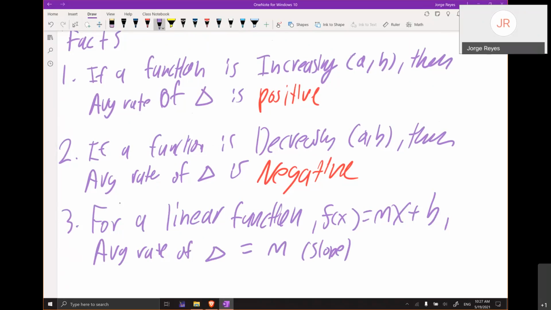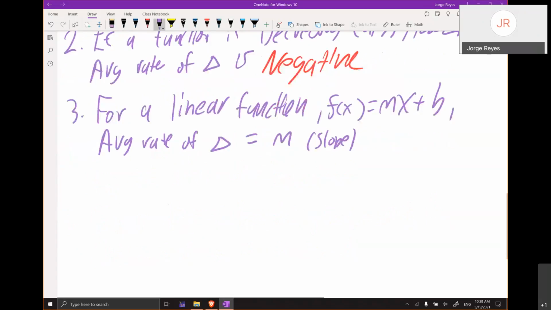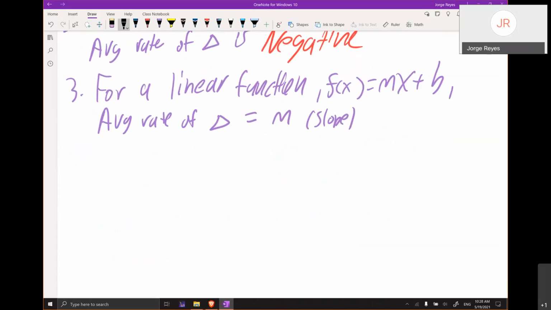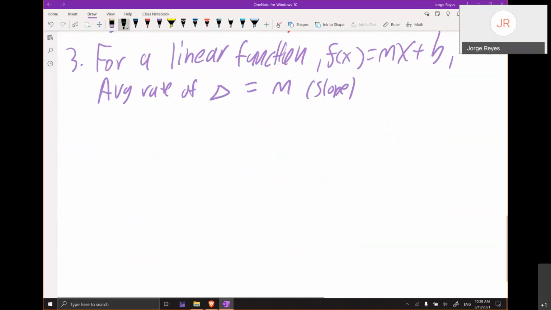So now that we know average rate of change, this actually opens up a whole new world of word problems, which I know is horrible. But basically this lets us calculate like average speed. So let's do a word problem.